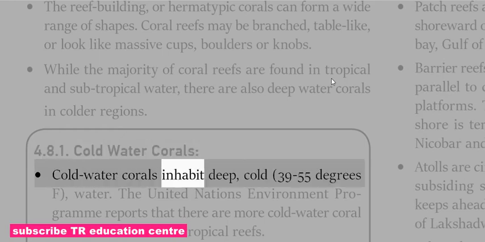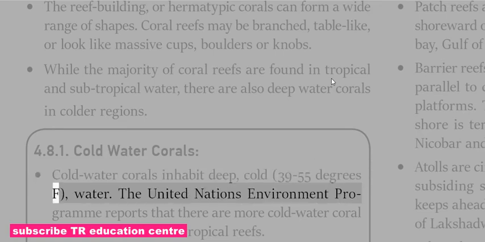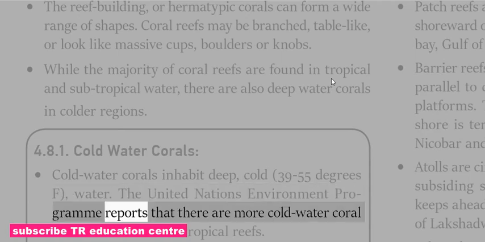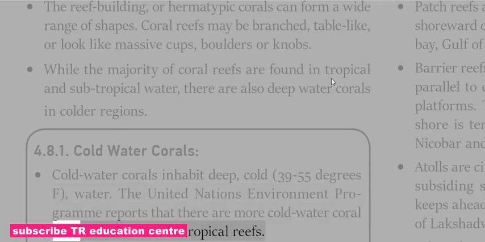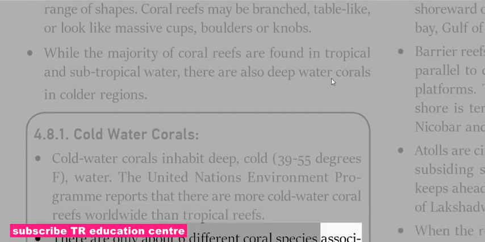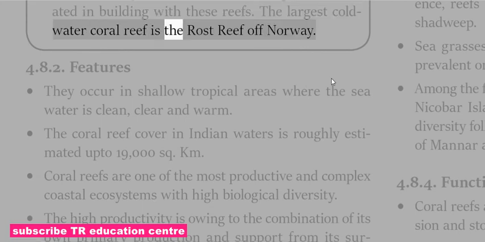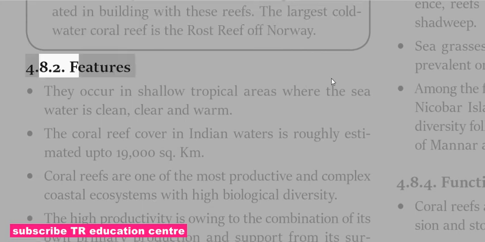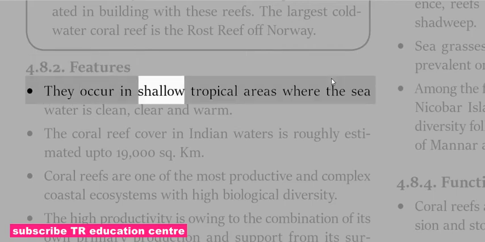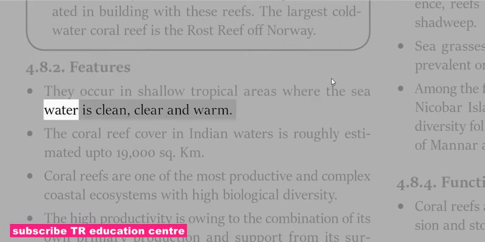Cold water corals inhabit deep, cold, 39 to 55 degrees F, water. The United Nations Environment Programme reports that there are more cold water coral reefs worldwide than tropical reefs. There are only about 6 different coral species associated in building these reefs. The largest cold water coral reef is the Røst Reef of Norway. Warm water reefs occur in shallow tropical areas where the sea water is clean, clear and warm.